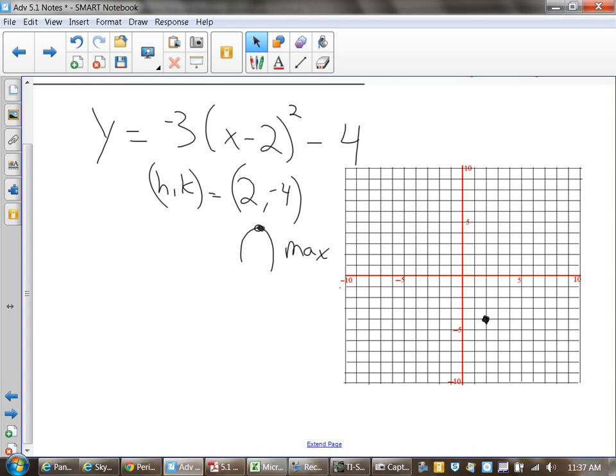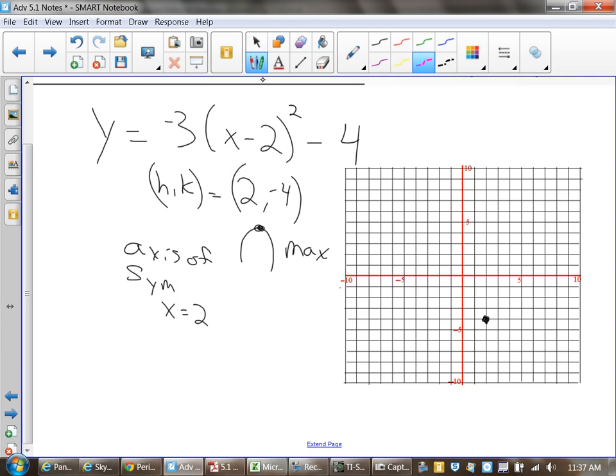Now, the other thing that's nice about knowing the vertex form is that I now know what my axis of symmetry is. What's my x-coordinate of my vertex? 2. So what's my axis of symmetry? 2. No, just the axis of symmetry. The maximum is 2, -4. The axis of symmetry is just x equals 2. So I know that I have that dotted line again through x equals 2.